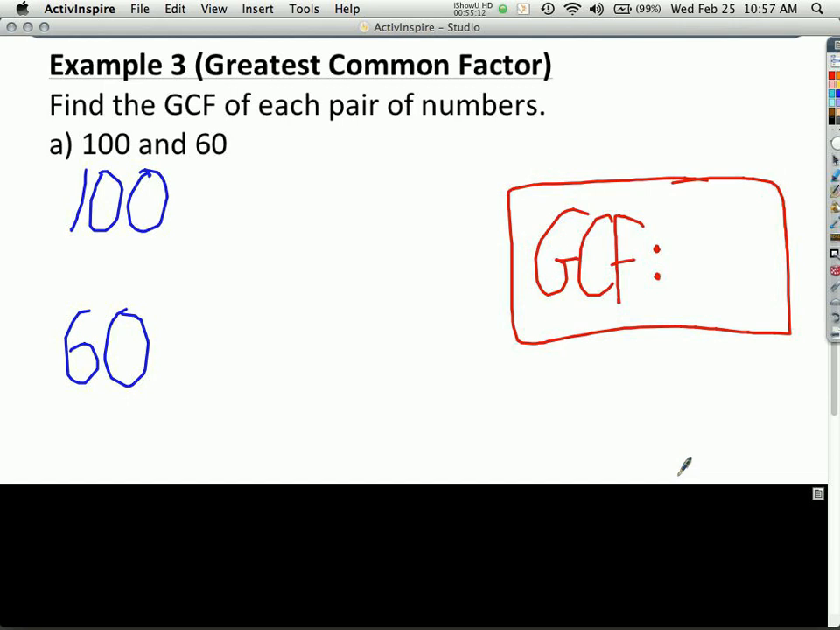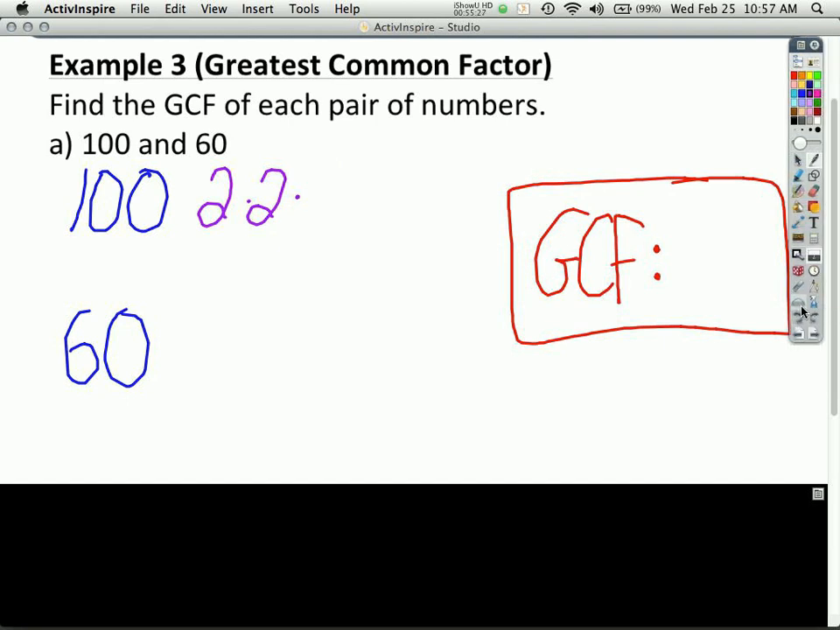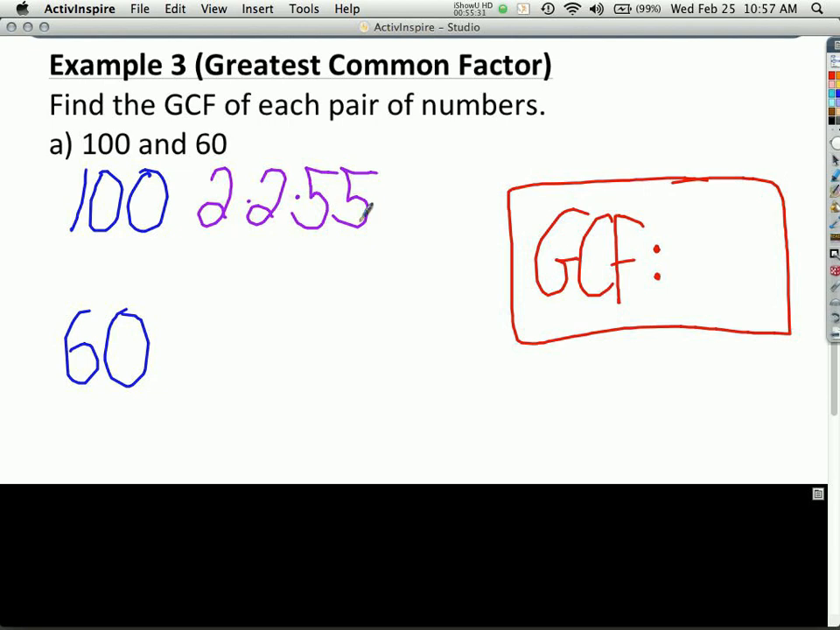Hold on, I want to make sure everyone hears. Go ahead. 2 times 2 times 5 times 5. Okay? So you think that the prime factorization of 100 is 2 times 2 times 5 times 5? Give me a thumbs up if you agree.